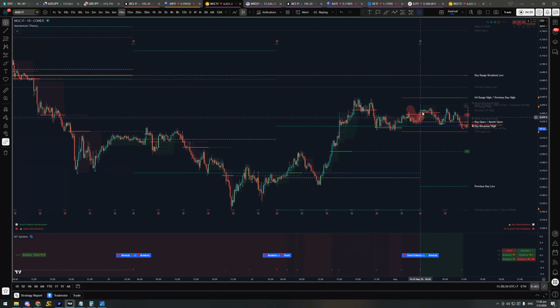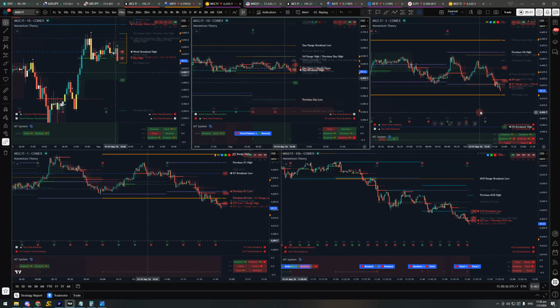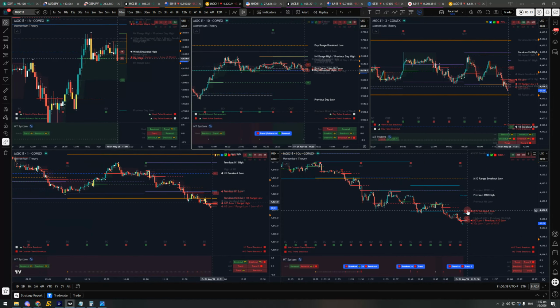But yeah, pretty boring Asia session. There were some trades here on lower time frames, but I'm not interested in those sort of moves. I want to see a nice strong push and continuation down, previous day low, and possibly that low of the week. All right, so that's what I'm waiting for.